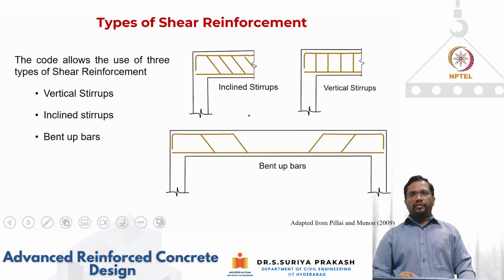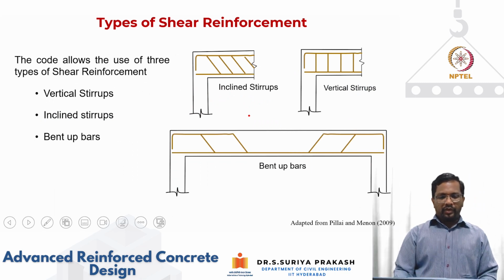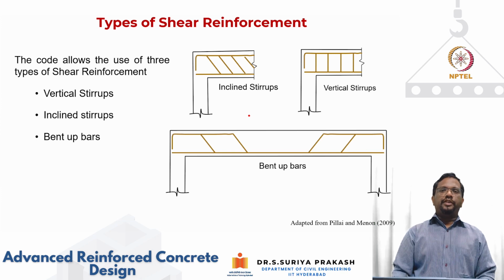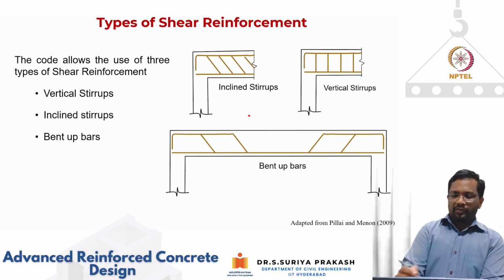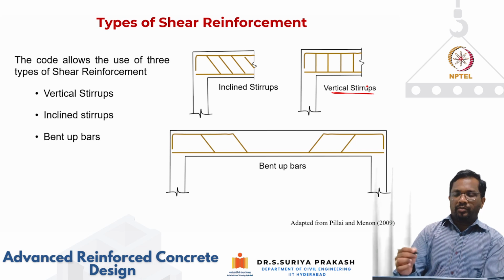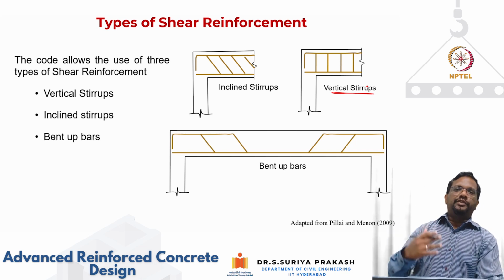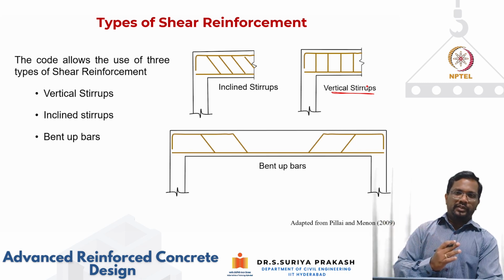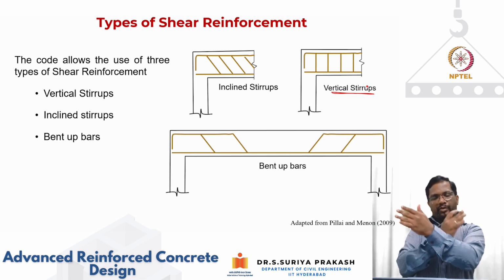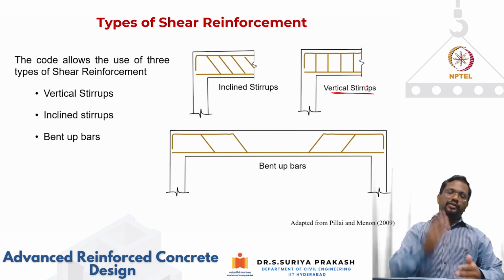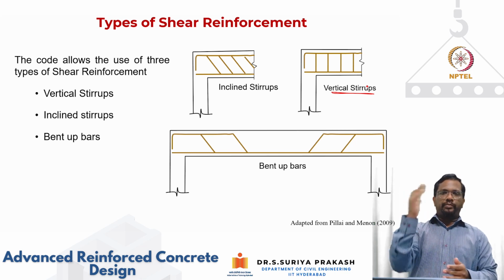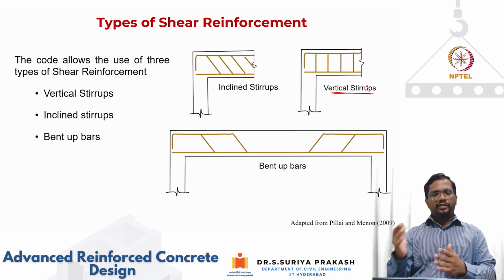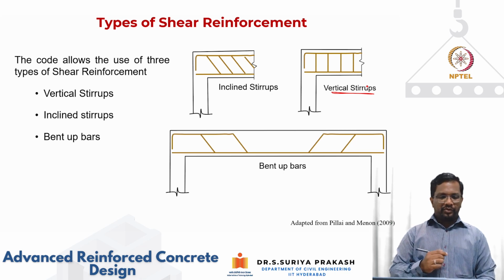So now let's see what are the different types of shear reinforcement that we have. The code allows use of three types of shear reinforcement. We can put vertical stirrups. Vertical stirrups are commonly used because the direction of shear stress can change, especially when you have lateral loads, or wind load or earthquake load. The direction of shear stress can change, so you cannot always put reinforcement perpendicular to the crack. So the practical thing is to put reinforcement vertically, so that when the crack direction changes, the vertical reinforcement is going to be very effective.